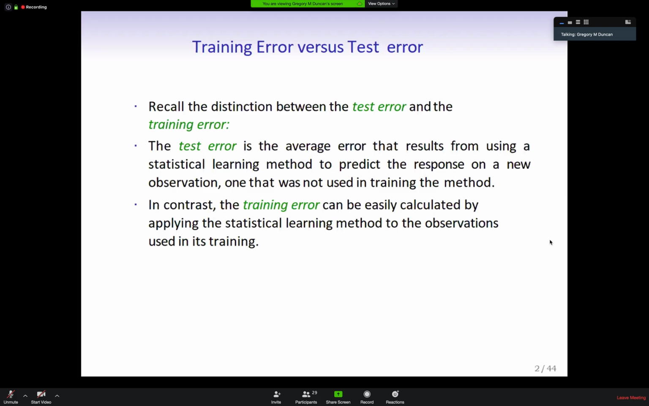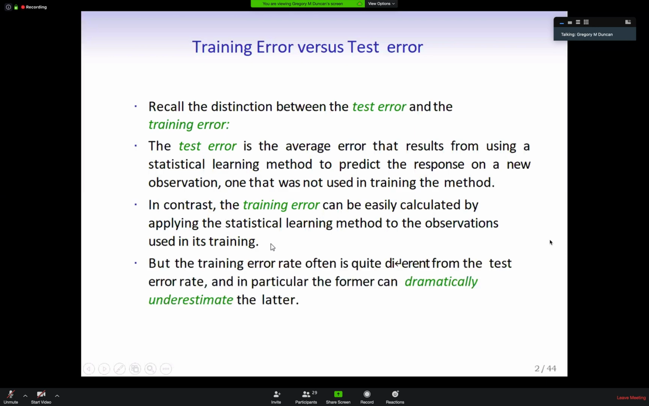The other point is that even when you are doing inference, you really have to split your sample. If you do any sort of model selection, you have to split your sample, okay? The training error is often quite different from the test error rate, and in particular, the former can dramatically underestimate the latter.